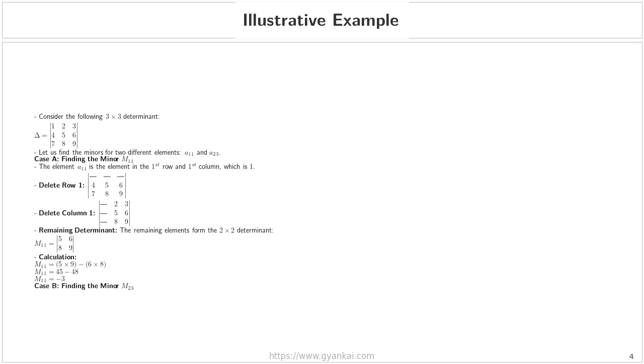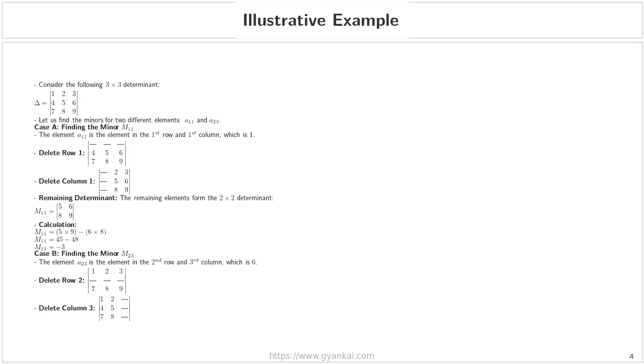Now let's try case B, finding the minor m sub 23. In this instance, our target element is a sub 23, which is the number 6, located in the second row and the third column. Following our procedure, we first strike out the entire second row. Then, we strike out the entire third column.